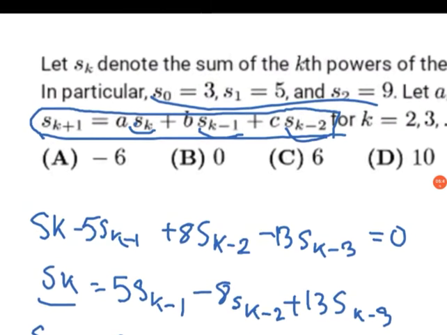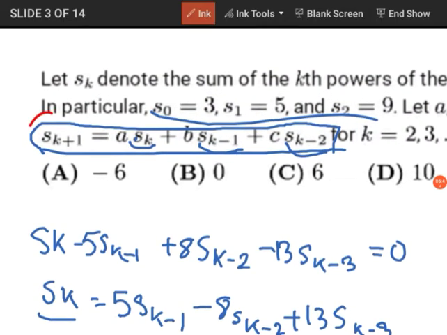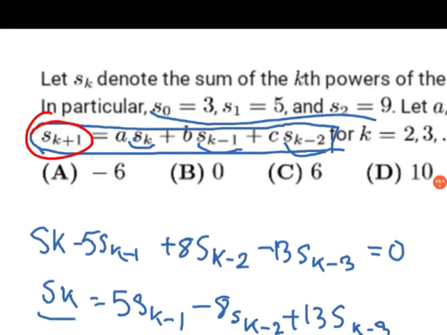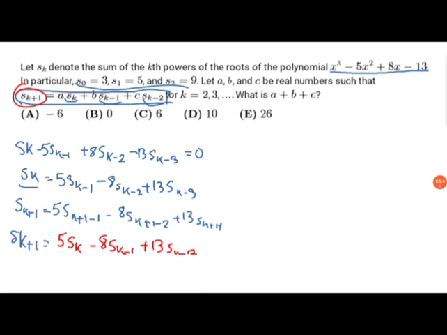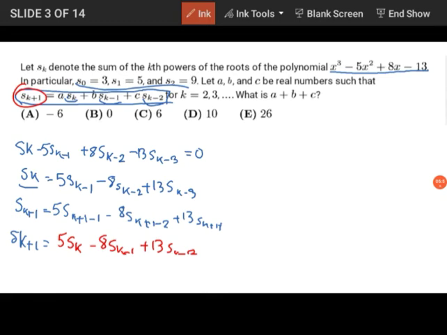And if you compare these two equations, you will find your answer, this one and this one. By comparing the coefficients, it gives us that a is equal to 5, b is equal to minus 8, and c is equal to 13. So if we add a plus b plus c, this gives us 10 as the answer, right?